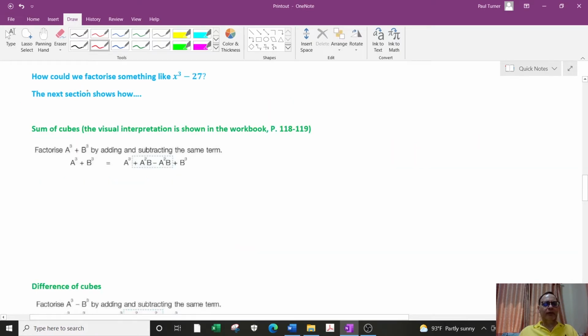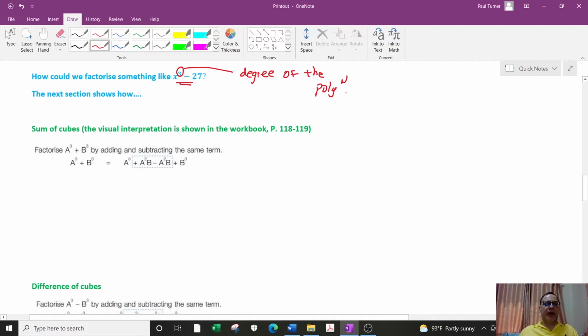So you're probably wondering, how can we factorize something in this form? X cubed minus 27. The name cubic polynomial comes from this number. That number is called the degree of the polynomial.